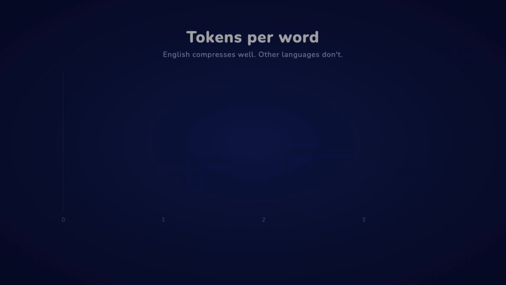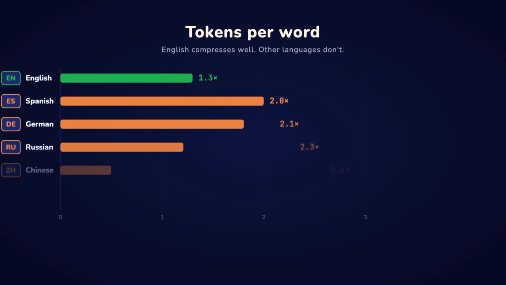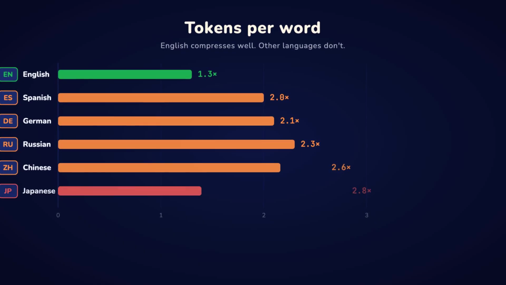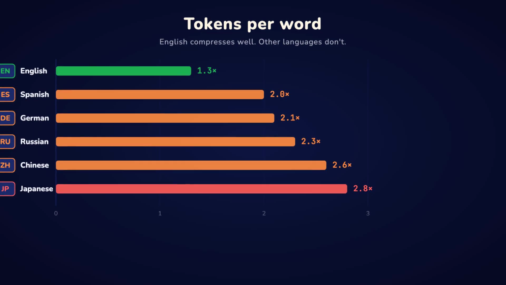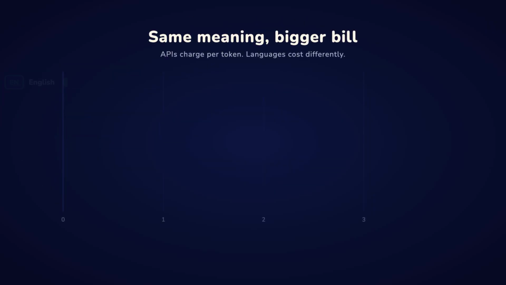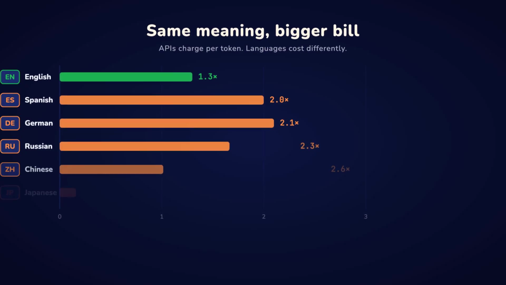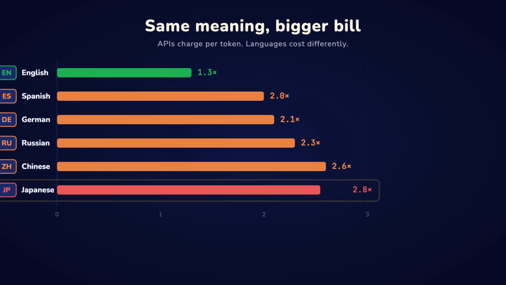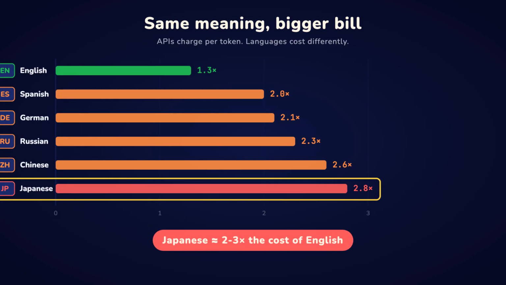Tokenizers are trained on text that is mostly English, so English compresses well, about one and a third tokens per word. Spanish and German cost closer to two, Chinese, Japanese, and Korean cost two and a half or more, sometimes a full token per character. This is why language can matter for cost. APIs bill by the token. The same paragraph in Japanese can cost 2 or 3 times what the English version costs. Same meaning, but more tokens, and the bills can get bigger.